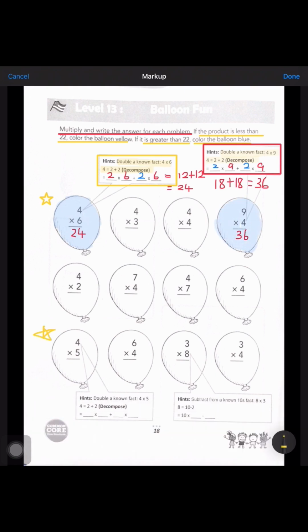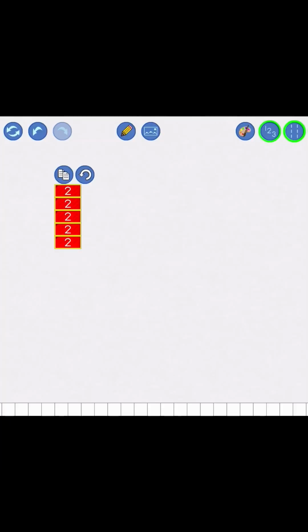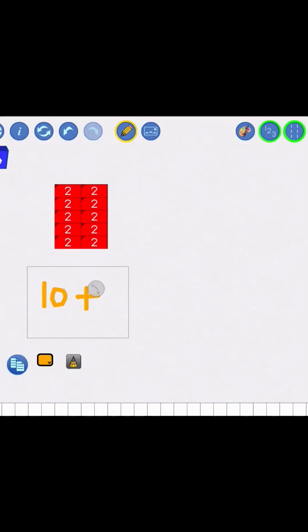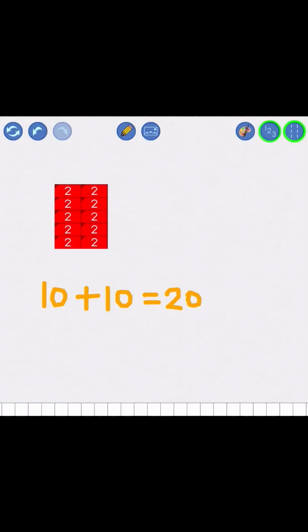And next one, we are going to find 4 times 5. Again, we use the doubling method to find 4 times 5, and we decompose 4 into 2 and 2. So we're trying to find 2 times 5 first, and then we double 2 times 5 to find 4 times 5. So 2 times 5 equals 10, and then we double 2 times 5, which is 10 plus 10. 10 plus 10 equals 20.